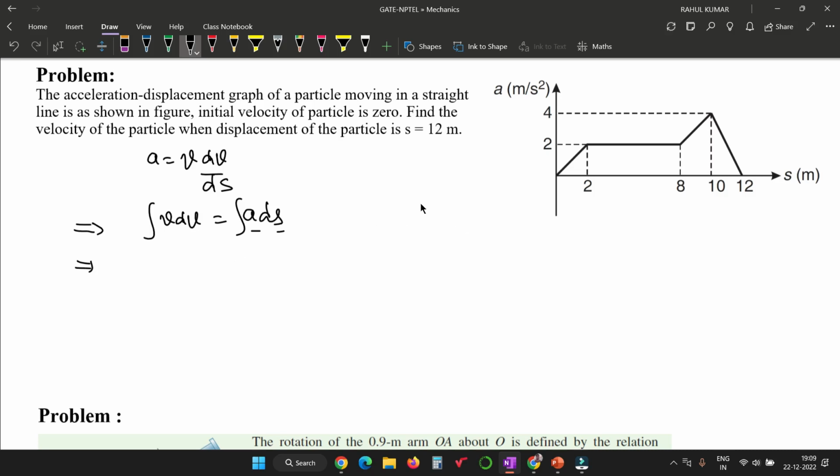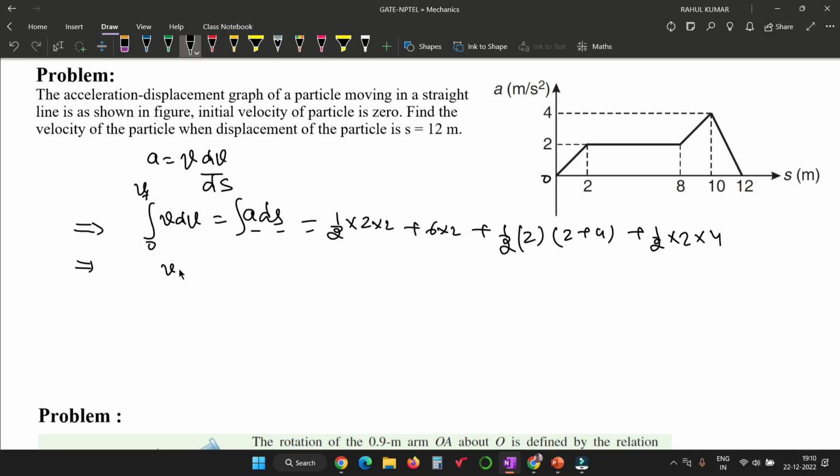If you integrate from the initial velocity, which is given as 0, and you want to determine the final velocity, you just integrate the a-s diagram from 0 to 12. So what will you get? 1 by 2 into this triangle, 2 into 2, plus 6 into 2, plus 1 by 2 times the area of this trapezoid, so 2 times 2 plus 4, plus 1 by 2 into 2 into 4. Am I right? And it is what? Vf square by 2 minus 0. And what is this?